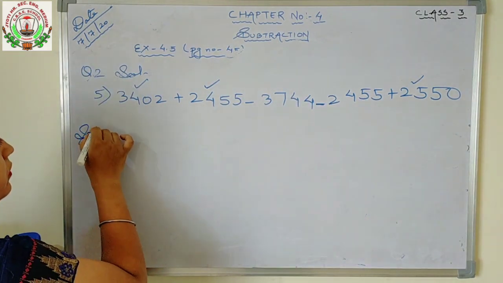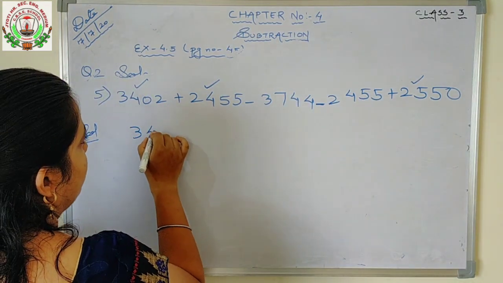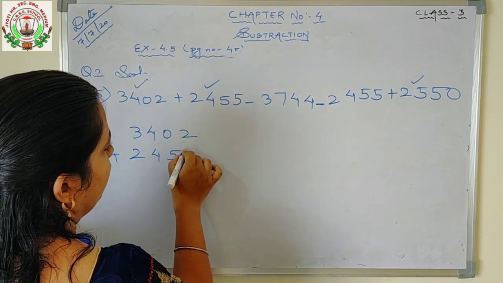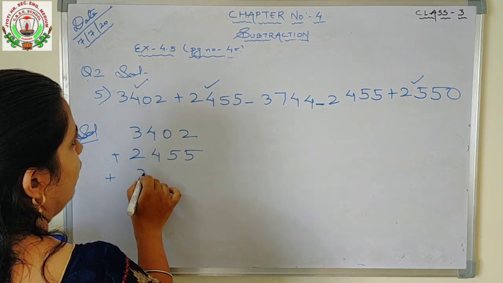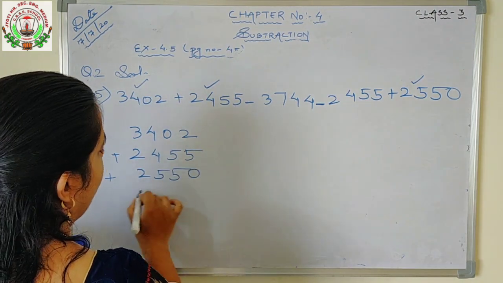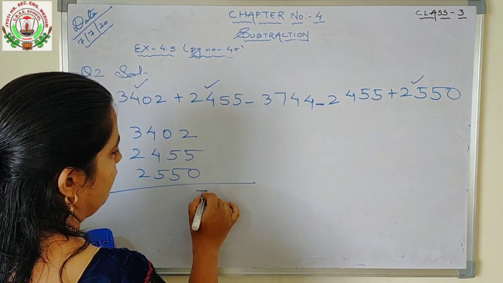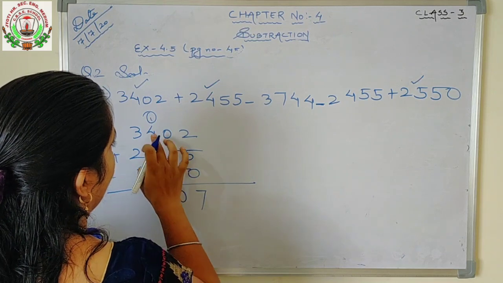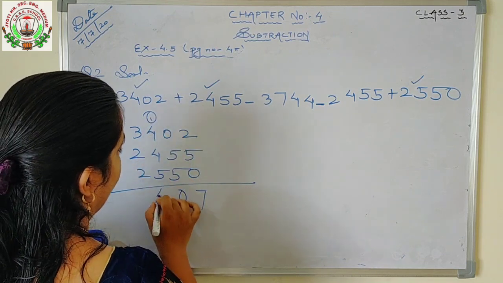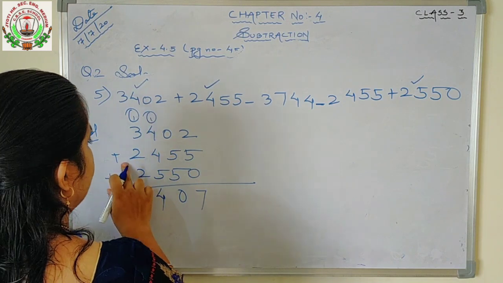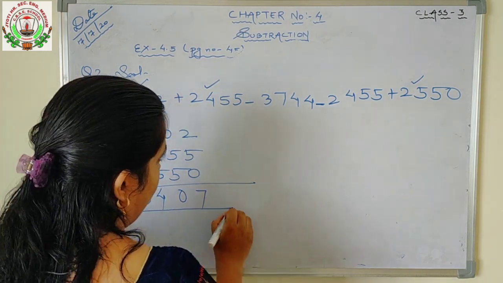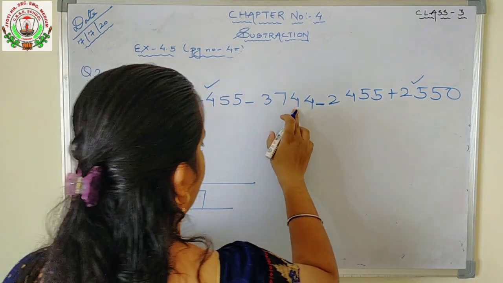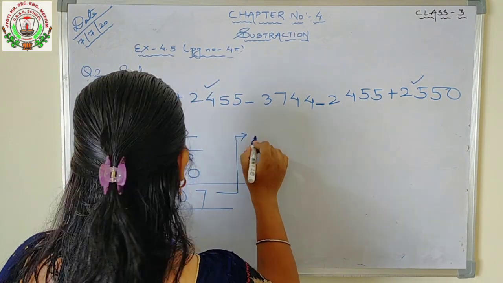Okay. So first we will add 3402 plus 2455 plus 2550. We will add these numbers. 5 plus 2 is 7. 5 plus 5 10, 0. Carry 1. 4 plus 1 5. 5 5 10 14, 4. Carry 1. 3 plus 3 6, 7, 8. After adding the numbers we got 8407. Then first number we will subtract. Okay, we will carry forward this number.